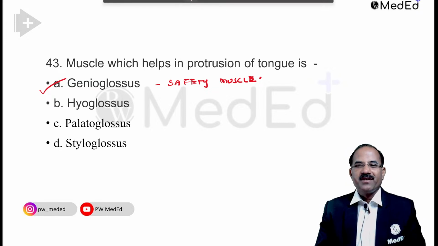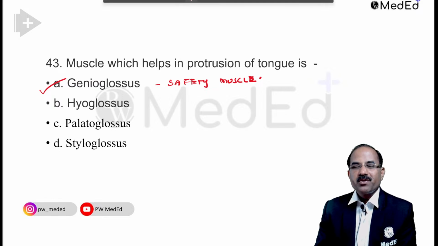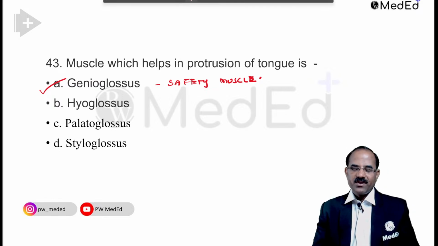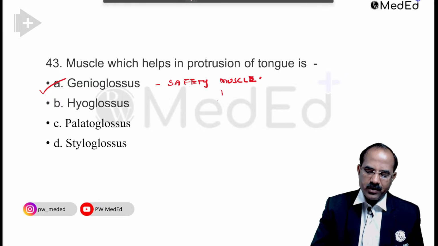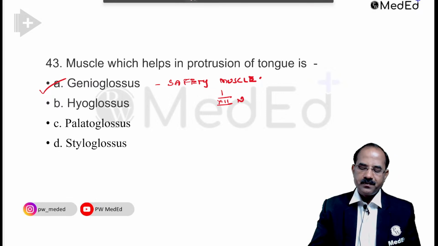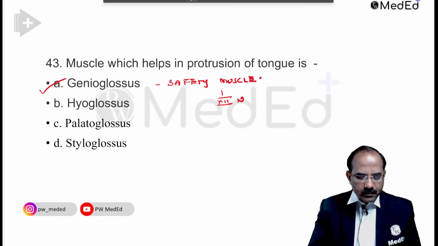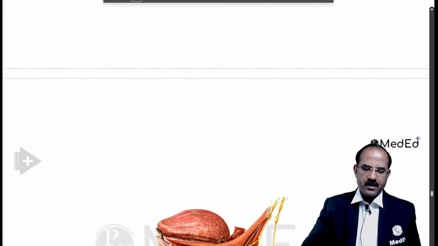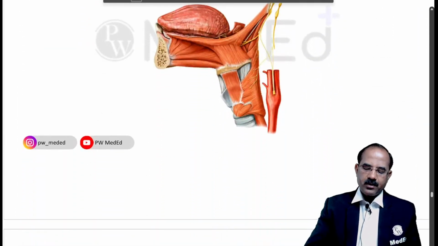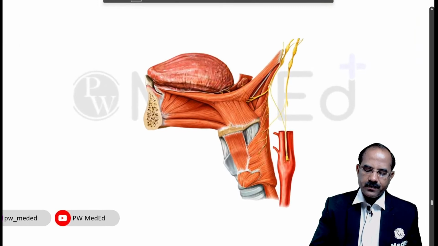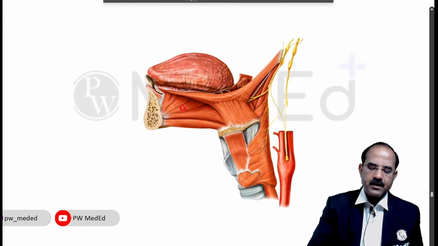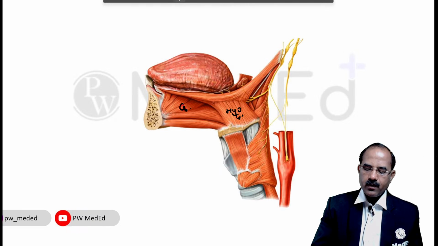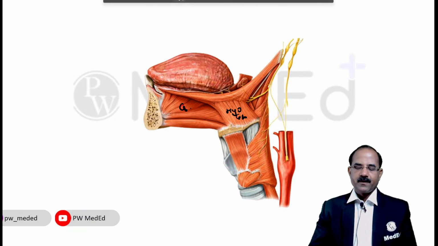So which is the muscle which helps in protrusion of tongue? Genioglossus. It is supplied by which nerve? The hypoglossal. Okay, that's genioglossus. Coming to the next one, this muscle is genioglossus. What is this muscle? Hyoglossus. This is the hyoglossus.